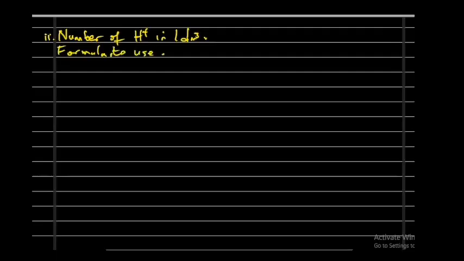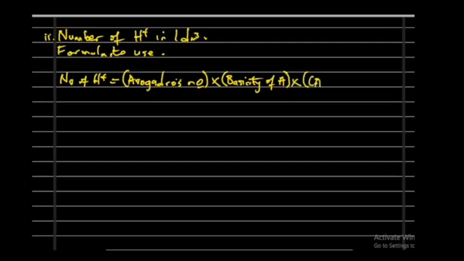Formula to use: number of hydrogen ions equals Avogadro's number multiplied by the basicity of A, multiplied by the concentration of A in mole per dm cube, and then also multiplied by the volume of the substance given in dm cube.